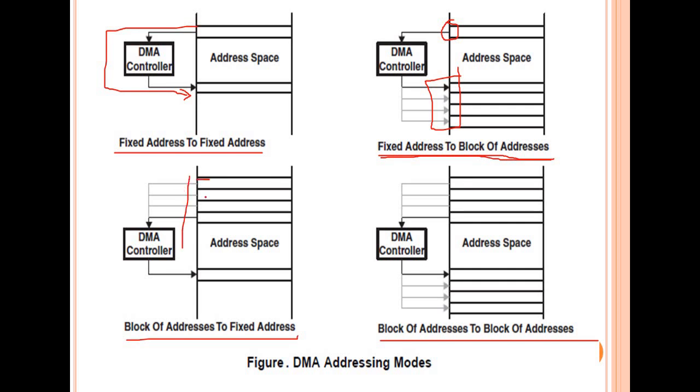Then the third one is block of addresses to fixed address. In this, it will transfer data from a block of addresses, or some address locations, to a fixed address. The last one is block of addresses to block of addresses. In this addressing mode, it will transfer data from a block of addresses to some set of addresses. And this is about the addressing modes present in our DMA.